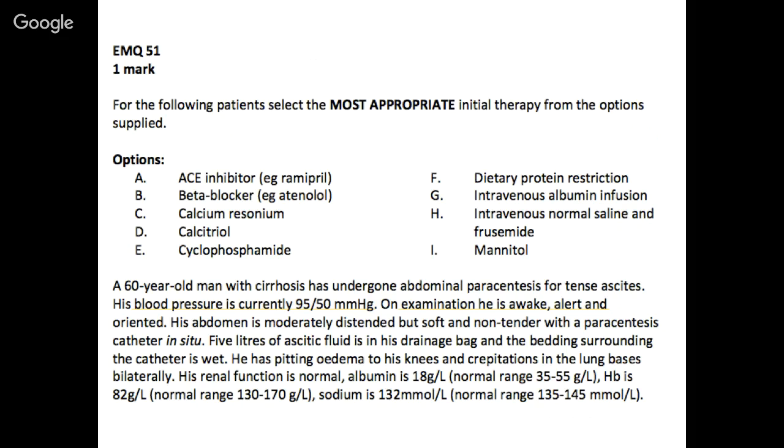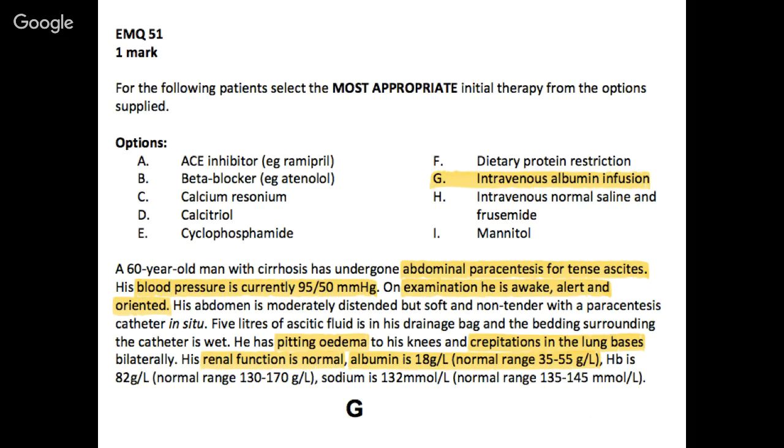Who agrees with him? Good. People with their hands up. Isn't albumin long acting? Pardon? Isn't albumin doesn't take a long time?